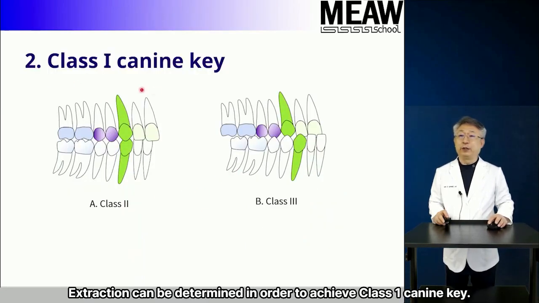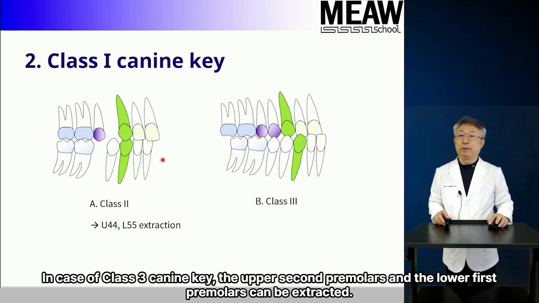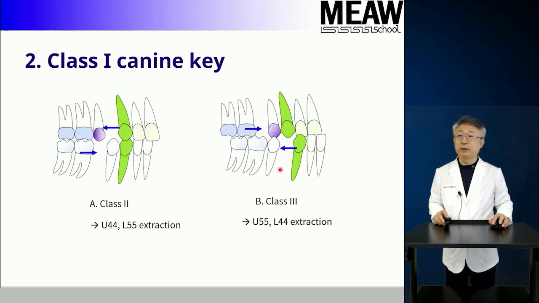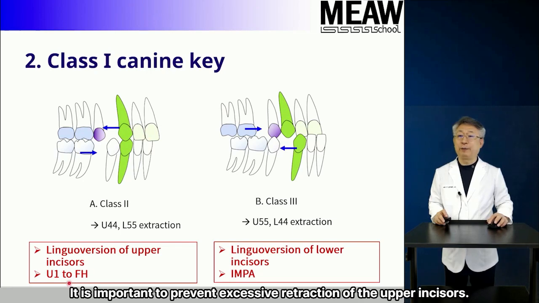Extraction can be determined in order to achieve Class 1 canine key. In case of Class 2 canine key, the upper first premolars and the lower second premolars can be extracted. In case of Class 3 canine key, the upper second premolars and the lower first premolars can be extracted. In Class 2, the upper incisors are the key because lingoversion of the upper incisors leads to unaesthetic profile. It is important to prevent excessive retraction of the upper incisors.